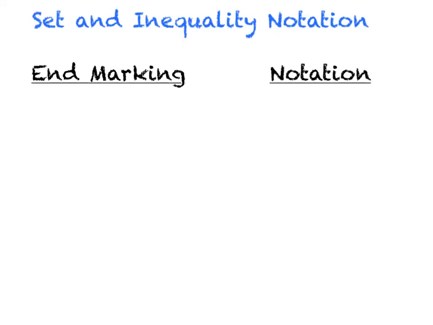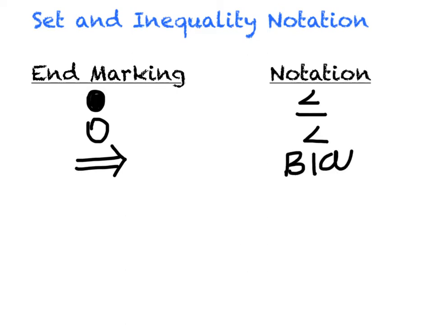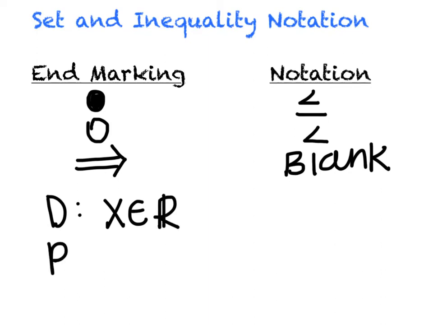For set and inequality notation, when your end marking is a closed circle, you are going to use the less than or equal to sign when stating domain and range. If your end marking is an open circle, you're going to use the less than sign. If your end marking is an arrow, which means that your function has gone to infinity, you're just going to leave that blank. If both ends of your domain or range go to infinity, you're going to state the domain as x includes all real numbers, or the range as y includes all real numbers.